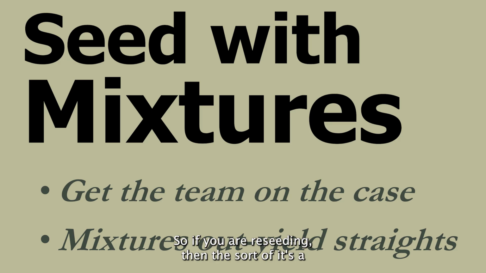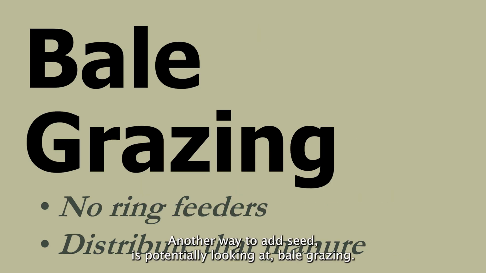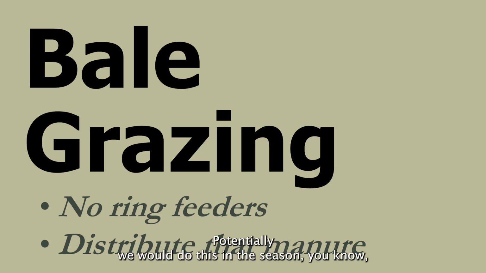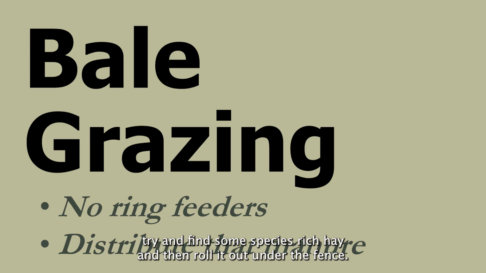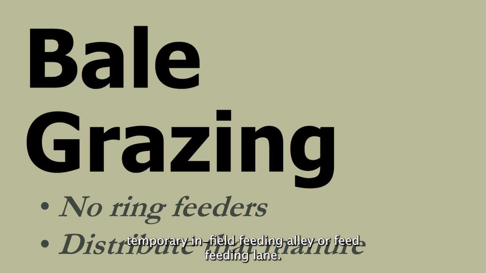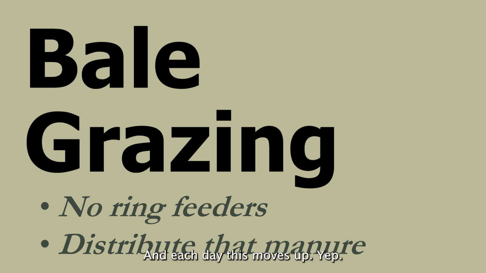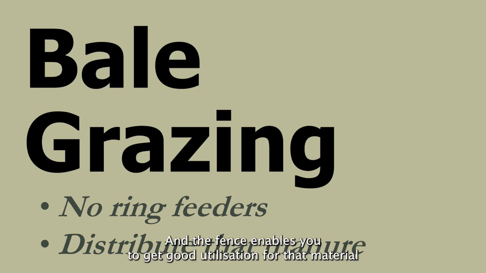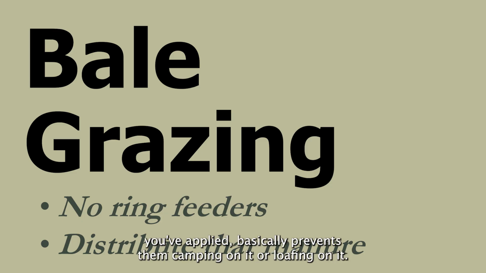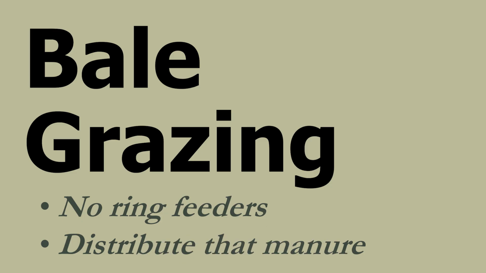So if you are reseeding, then it's a no-brainer to plant mixtures rather than straights. Another way to add seed is potentially looking at bale grazing. You would do this in the season, try and find some species-rich hay and then roll it out under the fence. And essentially what you create is a mobile, temporary, in-field feeding lane. Each day this moves up, and the fence enables you to get good utilisation of the material you've applied. It prevents them camping on it or loafing on it.